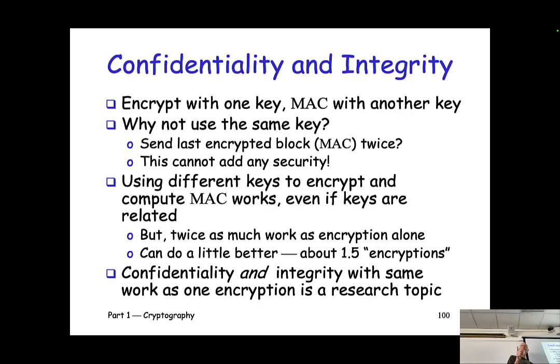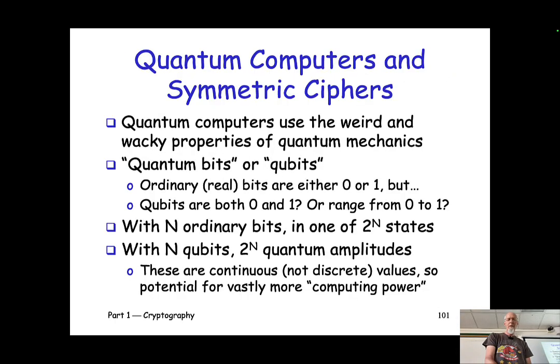Well, that's twice as much work, right? If I'm going to do CBC mode encryption, then I'm going to have to compute a MAC. It's like twice as much work. I don't want to do more work than I have to. This is actually a research problem, and I think the state of the art is you can do something like the equivalent of about 1.5 encryptions to get both confidentiality and integrity. But for our purposes, just remember they're two separate processes. So you have to do the encryption and confidentiality stuff separate from the integrity check or the MAC process.